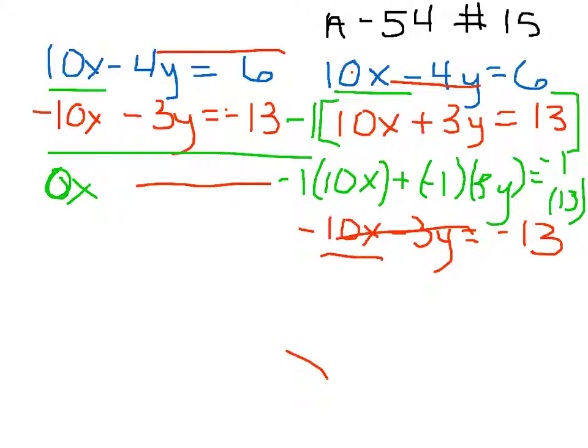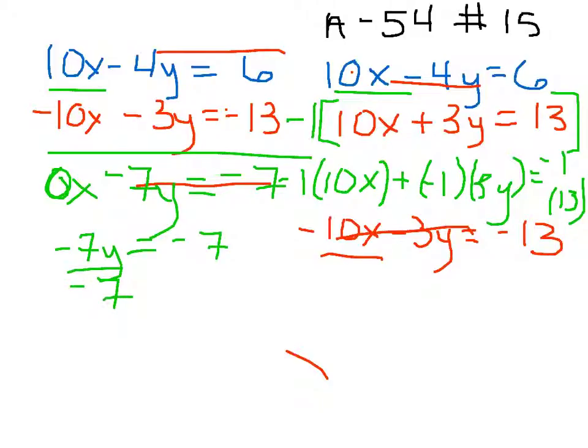-4y plus -3y gives me a -7y. And 6 plus -13 gives me a -7. So I'm almost done. I end up with -7y is equal to -7. I divide both by -7, and I get y is equal to 1.